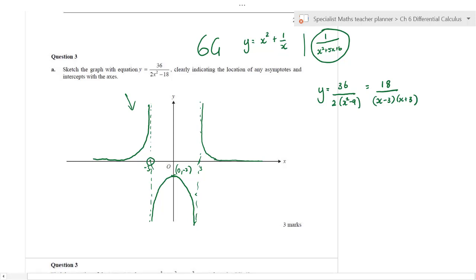Done. So how do you get your marks? First of all, you don't label your asymptotes like this, do you? You need to label your asymptotes like this: x equals 3, x equals -3. That gives you 1 mark for your asymptotes. Another mark is for the shape. And the other mark, of course, is for the turning point. 1, 2, 3. There you go.